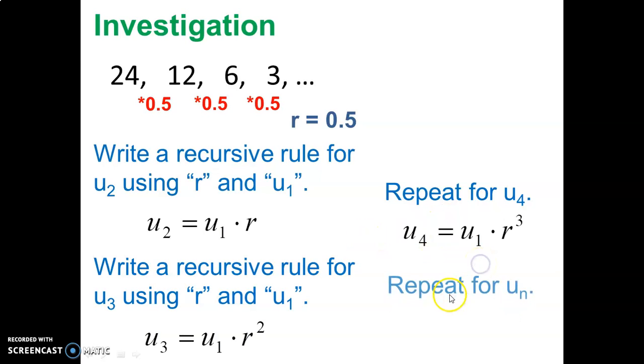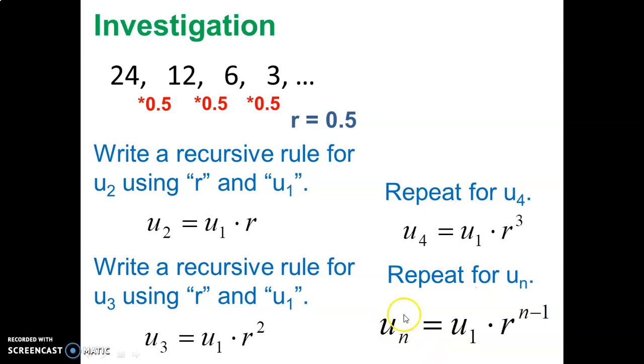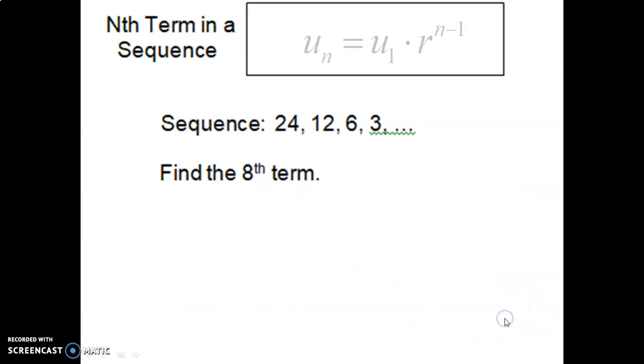This brings us to a common rule here, a general rule, UN. What would it look like for UN? And here it is. To get any term in the geometric sequence, we take the first term, multiply by the ratio, n minus 1 times. So this number is always 1 less than this number, and that's what this shows. There's our general rule. Important rule, there it is.